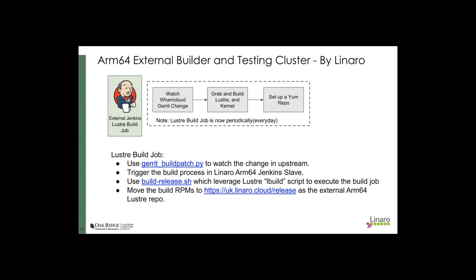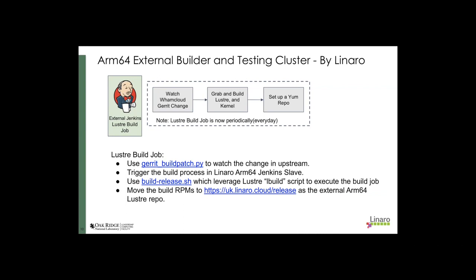So basically, this is what you have to do. They do it once a day. They watch all the Whamcloud Gerrit changes. That's what I was telling you about. That's the Gerrit build patch PY, which I was talking about earlier, with the environment variables you have to set up. So that just sits there and watches all day for changes to come. Then from there, you have to trigger the build process via the Jenkins slave. And then there's build release shell, which leverages the build system I was describing. So actually, it's a nice, cleaner way.